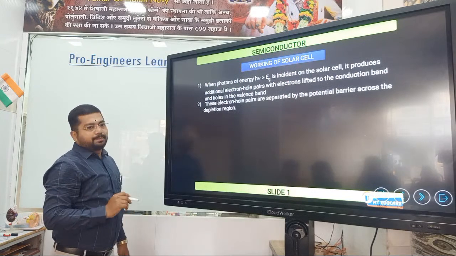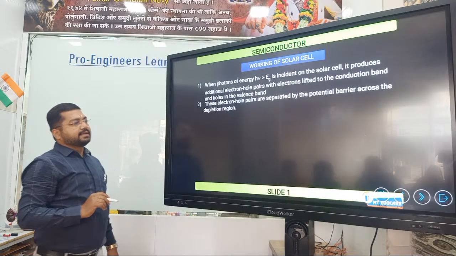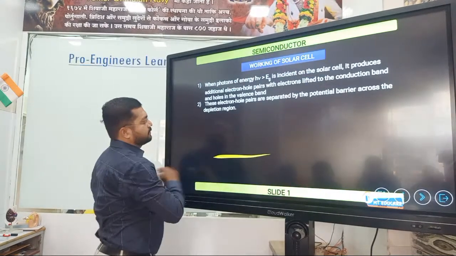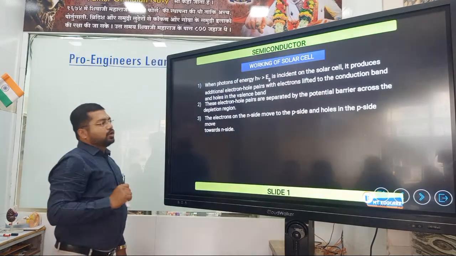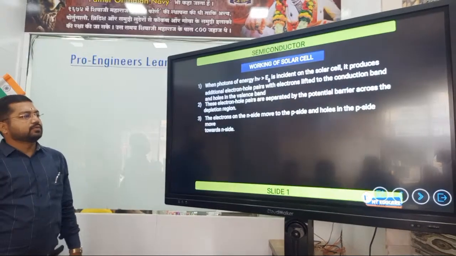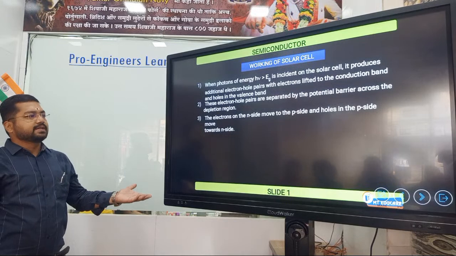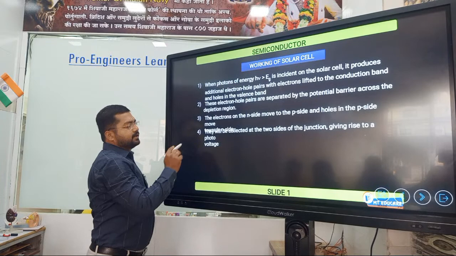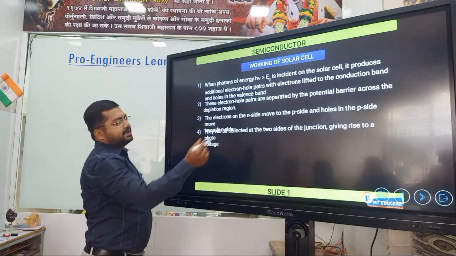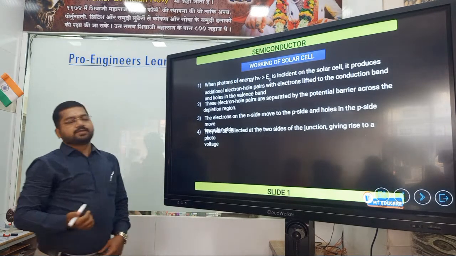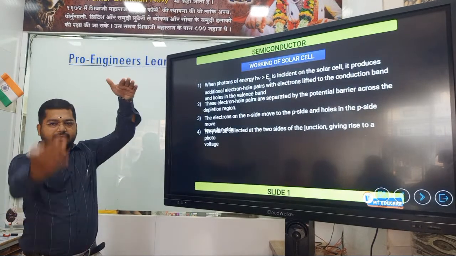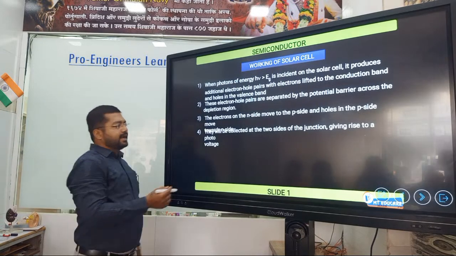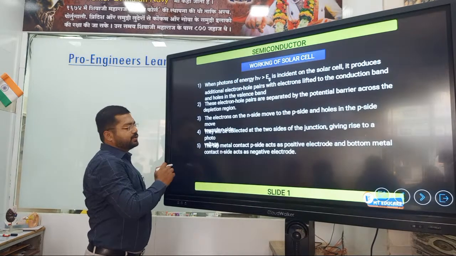These electron-hole pairs are separated by the potential barrier across the depletion layer. The electrons on the N side move to the P side and holes on the P side move towards the N side. They will be collected at the two sides of the junction, one side negative and the other positive, giving rise to a photovoltaic voltage.